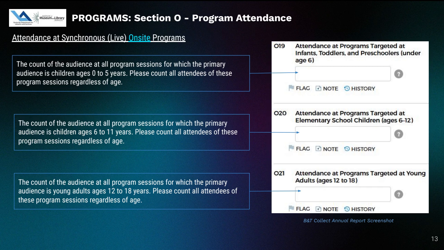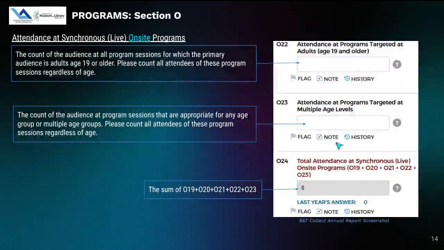Attendance at Synchronous Live on-site programs. So these are live, they're on-site. We are going to break those down into the same age groups: under 6, 6 to 12, young adult, adult, and multiple age level. And once again, make sure the total is correct. If not, flag it, note it, and we will look at that and fix as we need to.